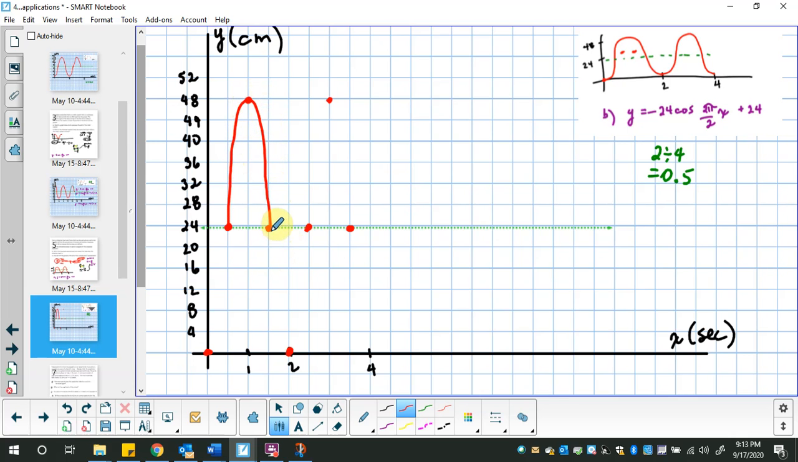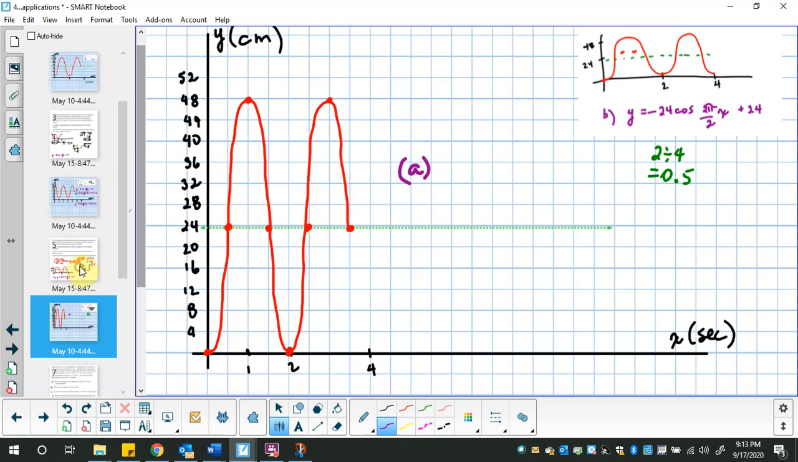Depending on how you choose your scale, your picture will look taller and skinnier, but it'll have the exact same information. All right, there you go. So that's question A.